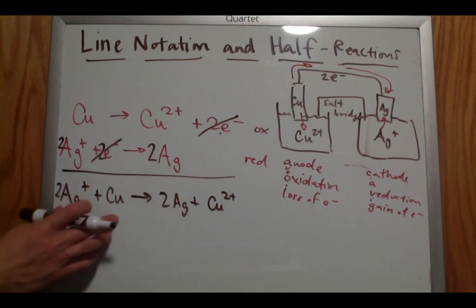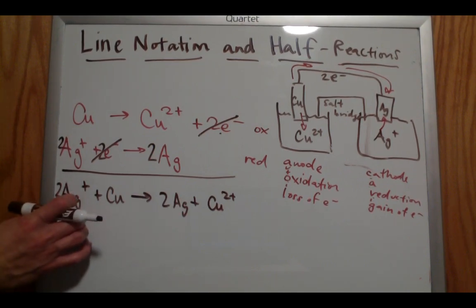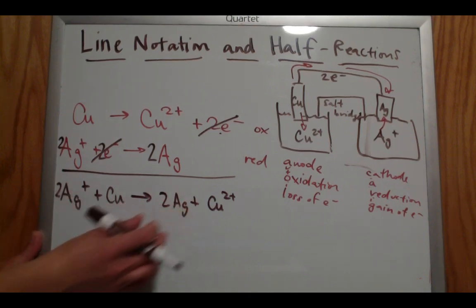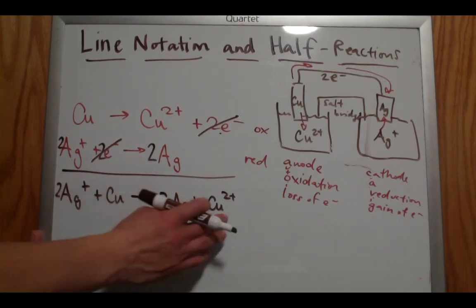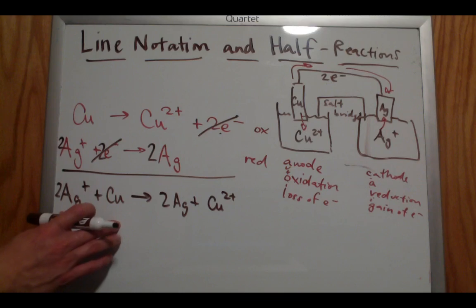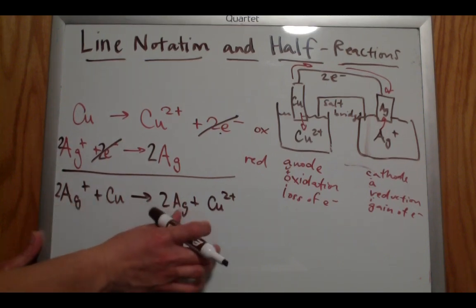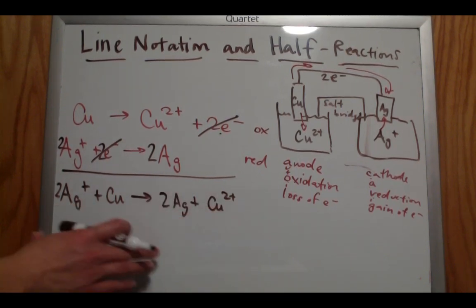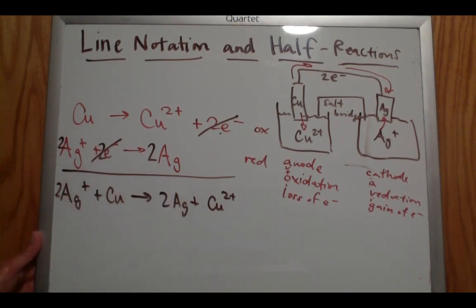If we take a look here, then we have 2 silver atoms on the reactant side, 2 silver atoms on the product side, 1 copper, and then the total charge +2 plus 0. So that's +2 on the reactant side, and then 0 plus 2, that's +2 on the product side. So the charges and the number of atoms are equal.